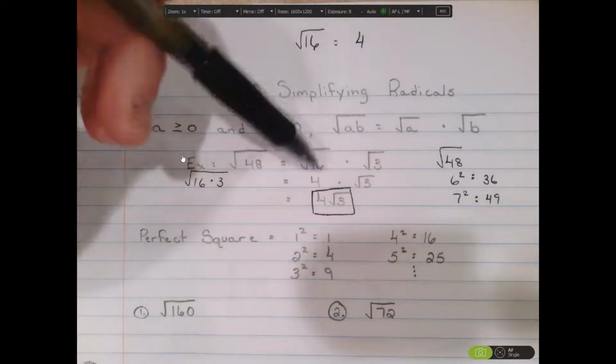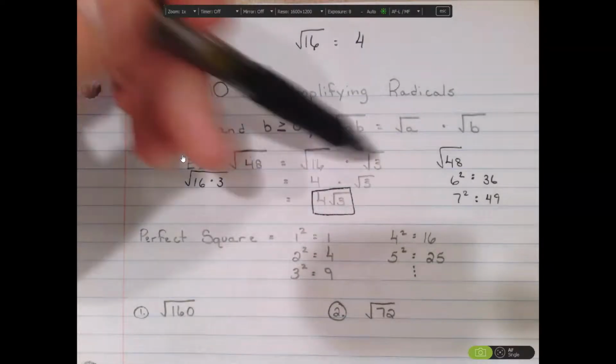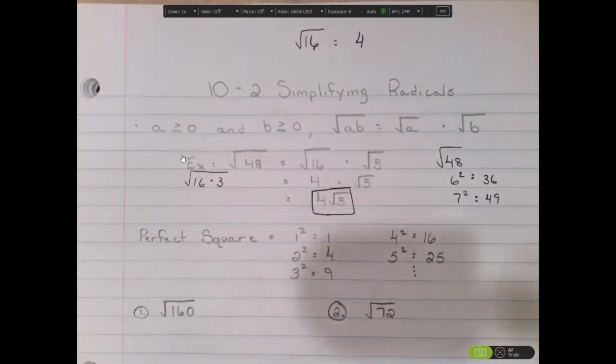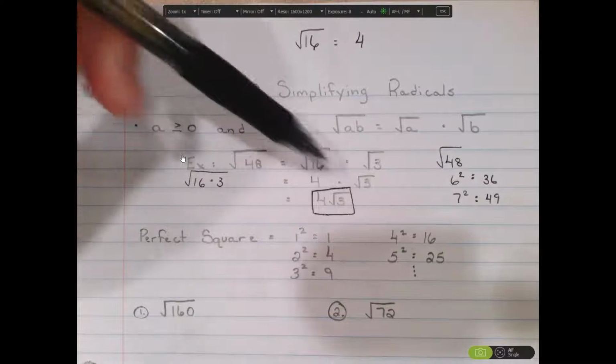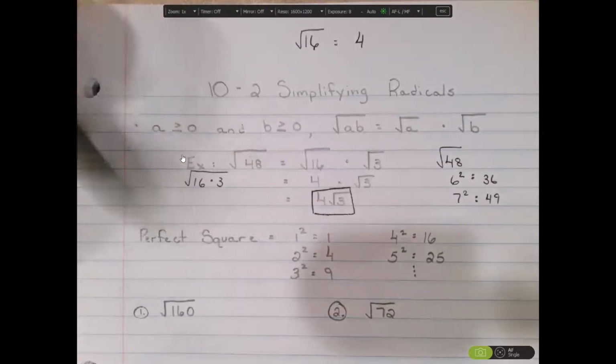Now you might be asking yourself, okay, why did I choose 16 and 3? Why didn't I choose something like 24 and 2 as an example? The reason I chose 16 and 3 is because 16 is a perfect square.